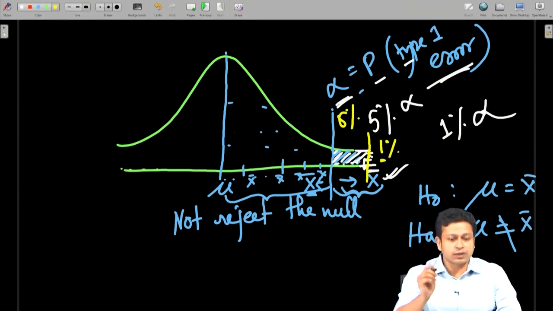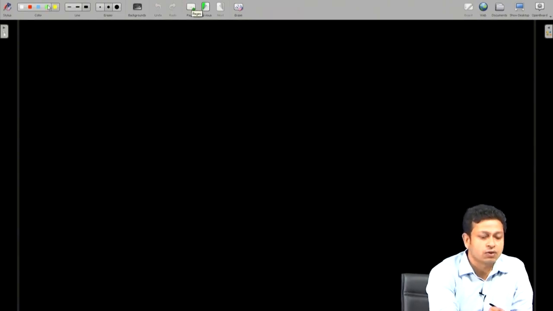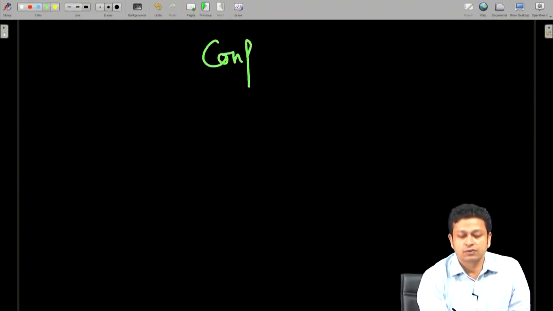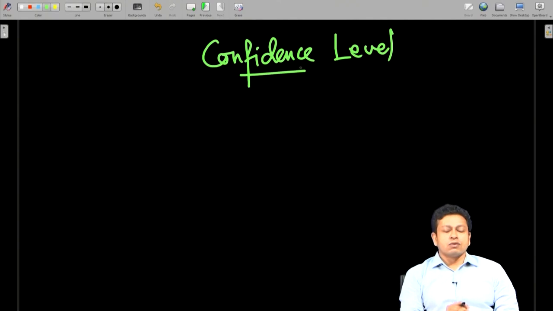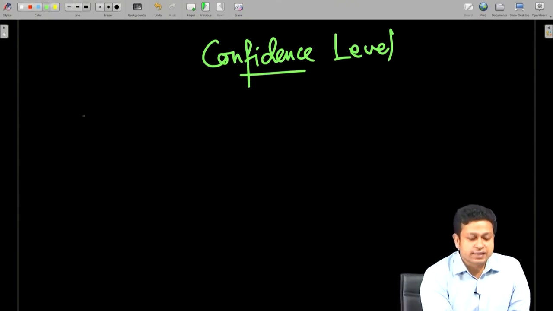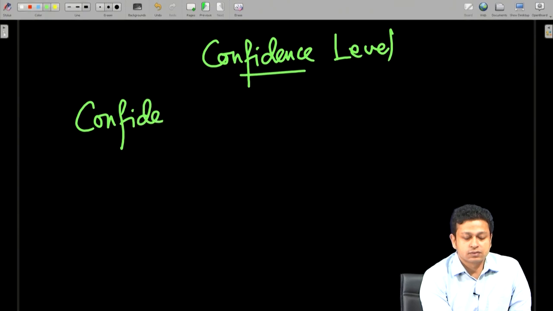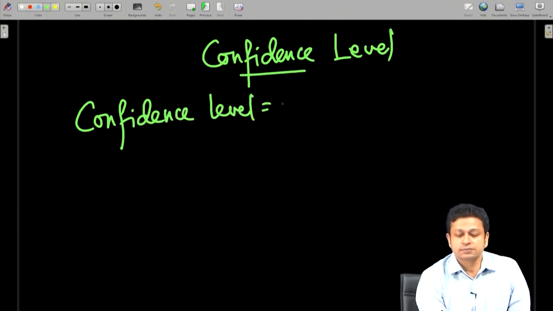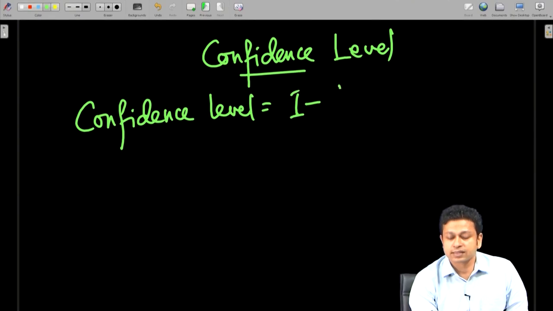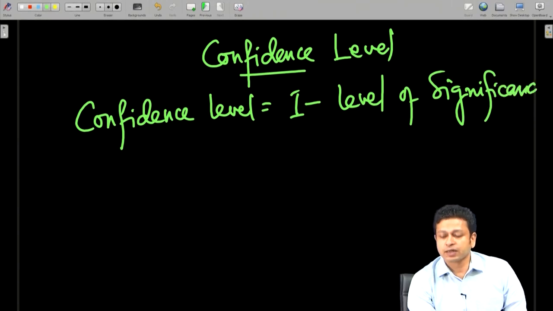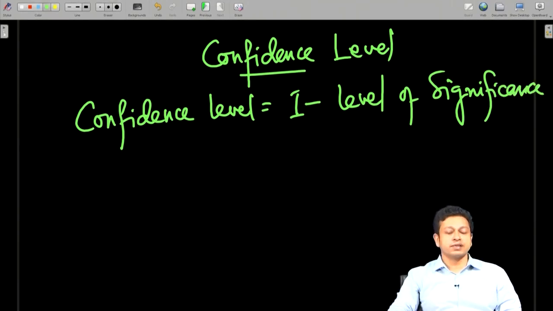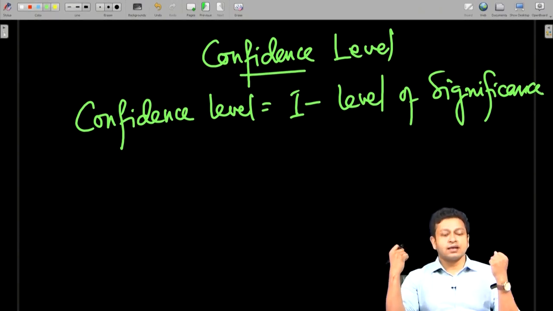Now, going forward, we will explain another concept, and that is called confidence level. Confidence level, mathematically speaking, is very simple. Confidence level is nothing but 1 minus the level of significance. But we need to understand intuitively what confidence level is. So, before I explain that mathematically or graphically, let me explain it intuitively with a different example.